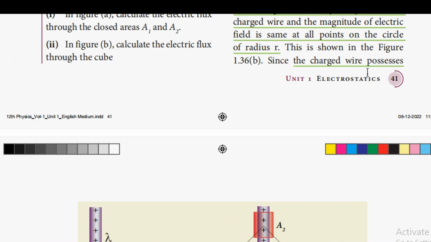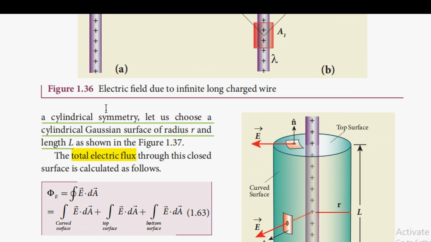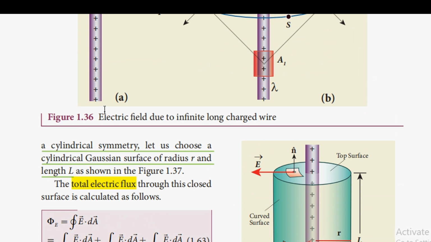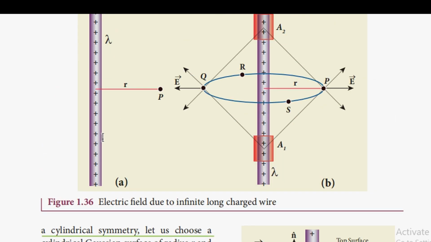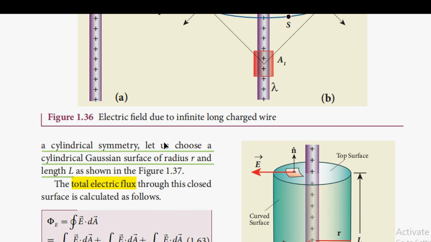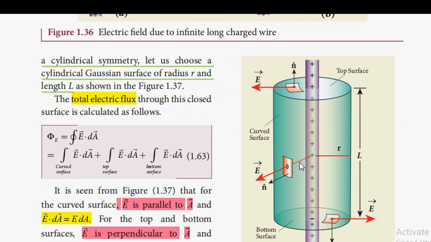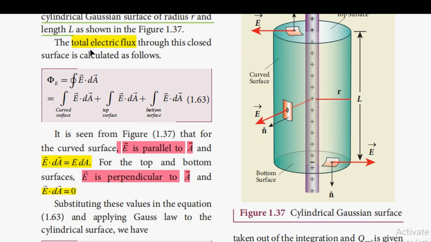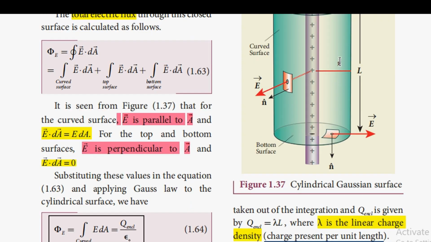Now, since the charged wire possesses a cylindrical symmetry, let us choose a cylindrical Gaussian surface of radius r and length L as shown in diagram 1.37, this one. The total electric flux through this closed surface is calculated as follows: phi equal to closed integral E dot dA, that's given by the integral over the closed surface of E dA plus E dA plus E dA. So it is seen from figure 1.37 that for the curved surface E is parallel to dA and E dot dA equal to E dA.